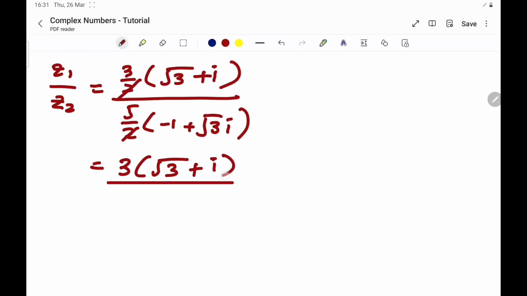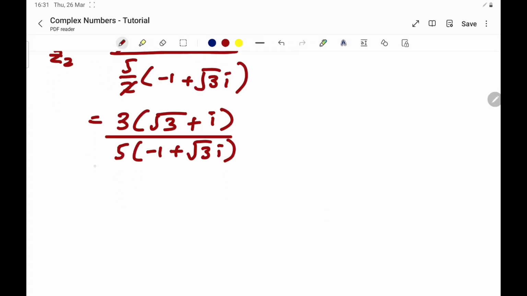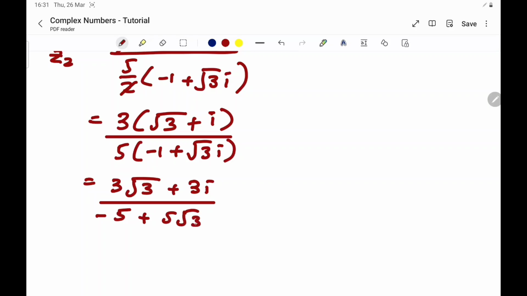And then here you will get 5 times negative 1 plus square root 3i. Okay, and then here, to make it easier for you, you expand first all of this: 3 square root 3 plus 3i, negative 5 plus 5 square root 3i.